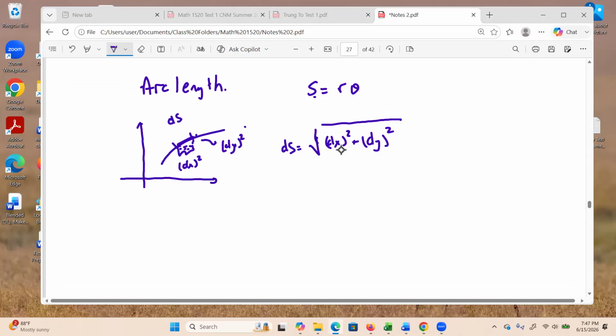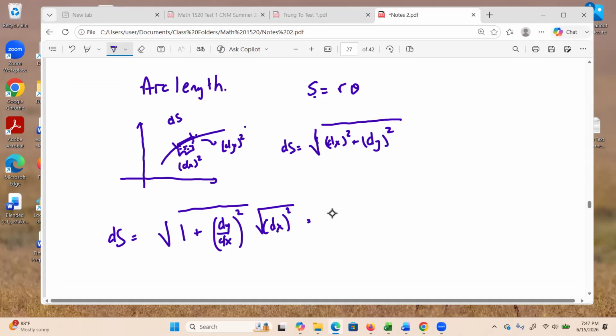So what I'm going to do is factor out a dx. I'm going to say that ds is equal to the square root of 1 plus dy by dx, if I factor out the dx, all squared. And then technically I've got a dx squared here, but it's inside of a square root. dx is always positive, so we don't need an absolute value. So we're going to have the square root of 1 plus dy by dx squared, times dx. Now that's my little bit of arc length.